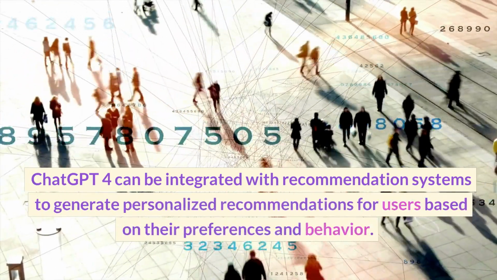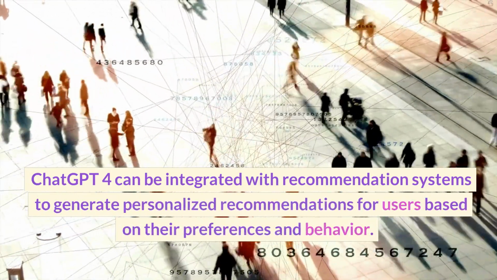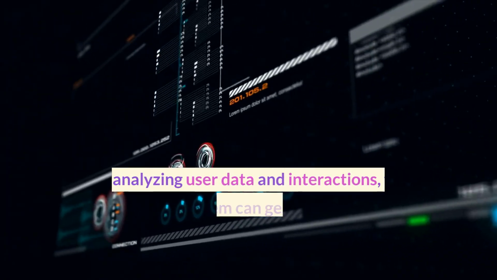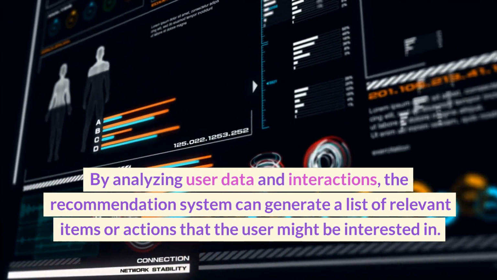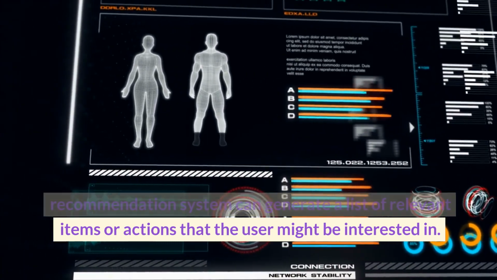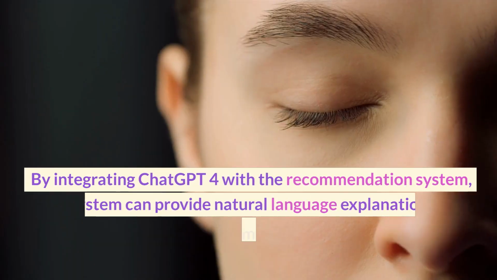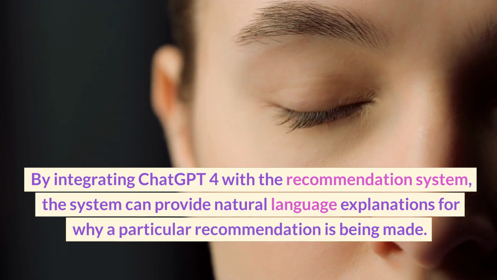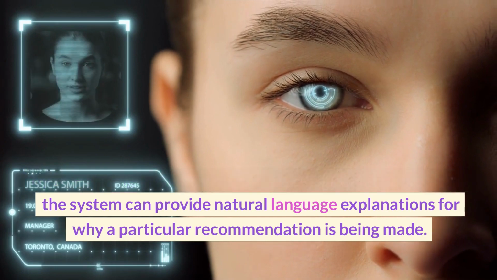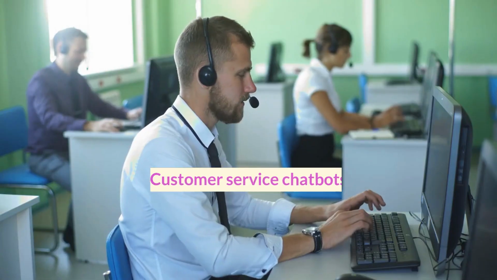ChatGPT-4 can be integrated with recommendation systems to generate personalized recommendations for users based on their preferences and behavior. By analyzing user data and interactions, the recommendation system can generate a list of relevant items or actions that the user might be interested in. By integrating ChatGPT-4 with the recommendation system, the system can provide natural language explanations for why a particular recommendation is being made. Customer service chatbots.